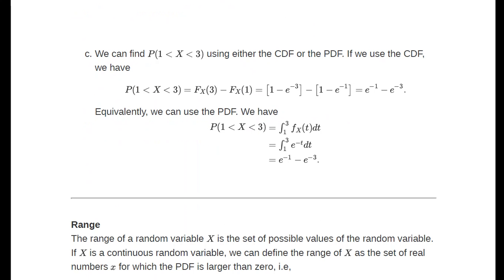Number C, we can find the probability of X from 1 to 3 using either the CDF or PDF. If we use the CDF, we have the probability of X between 1 and 3, which is equal to F_X(3) minus F_X(1), and by applying that formula we obtain e to the power of minus 1 minus e to the power of minus 3.